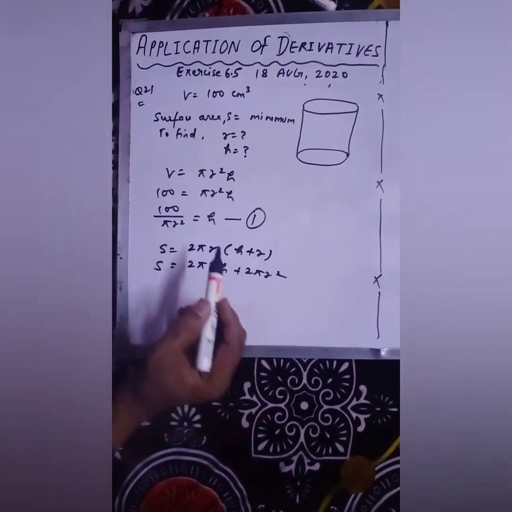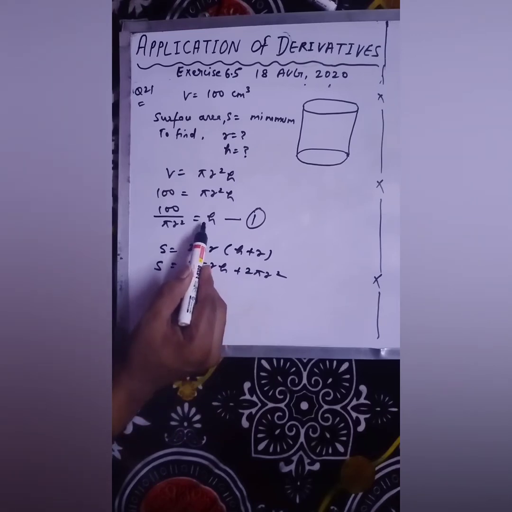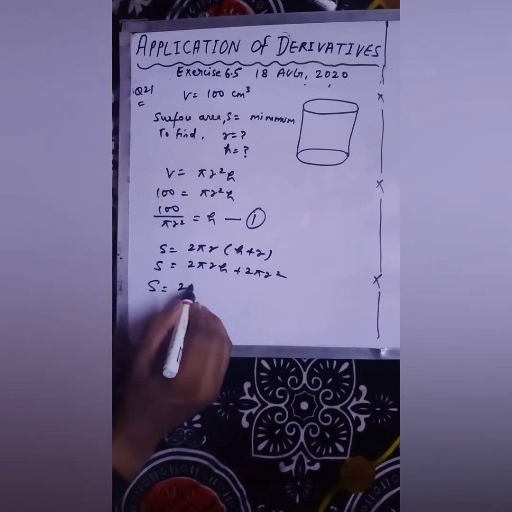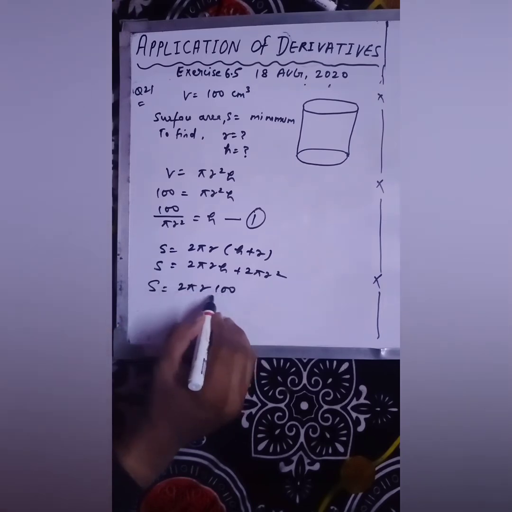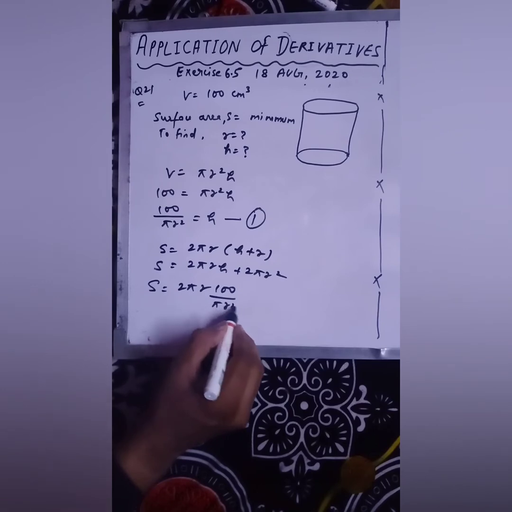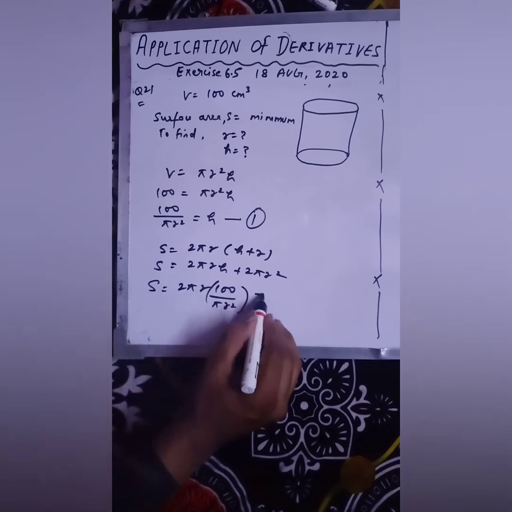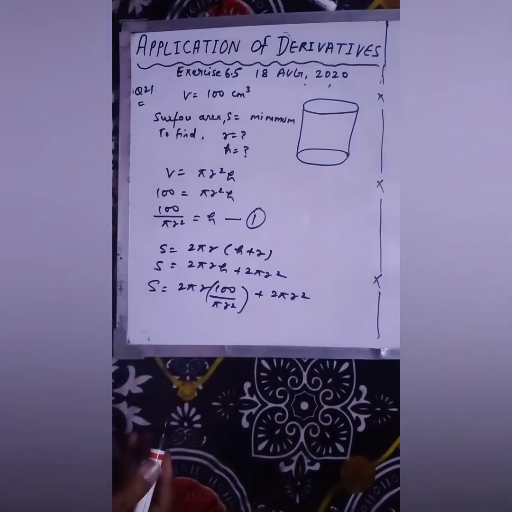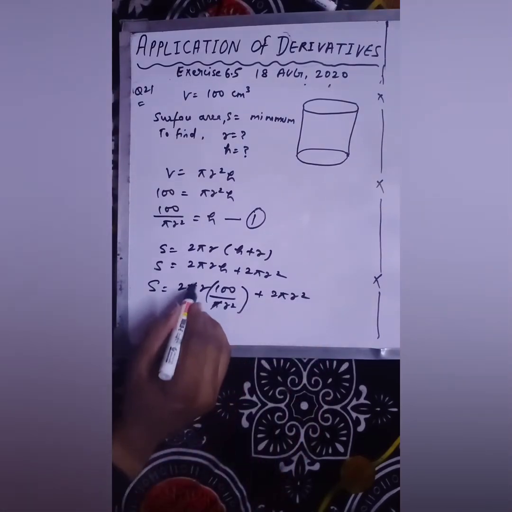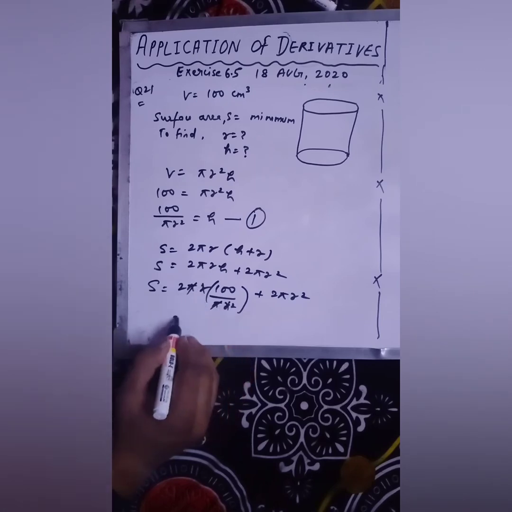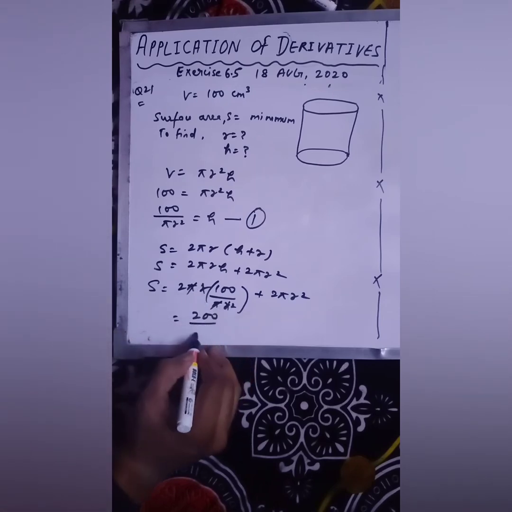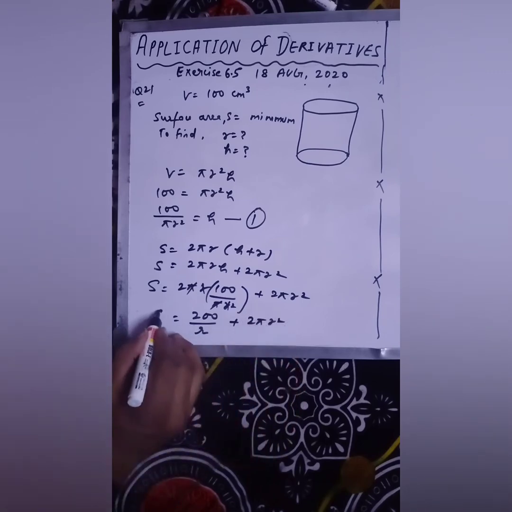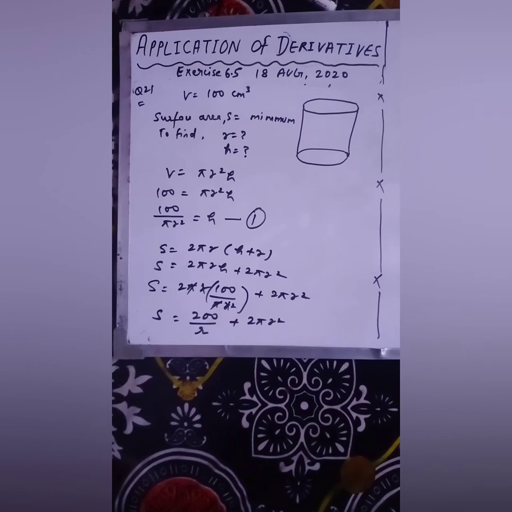Now from here we are putting the value of h in this equation. So S would be 2 pi r times 100 upon pi r square, plus 2 pi r square. This pi and pi will cancel out, this r and r will cancel out, and we will get 200 upon r plus 2 pi r square. This is your S. Fine.